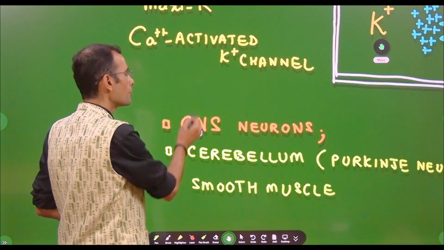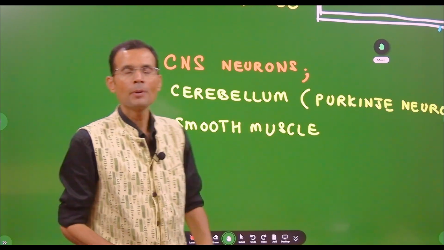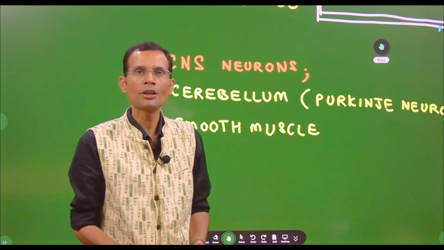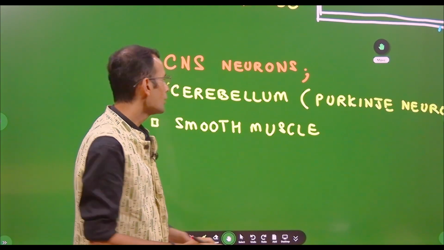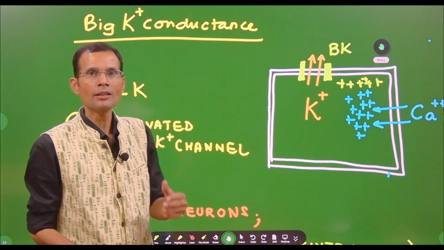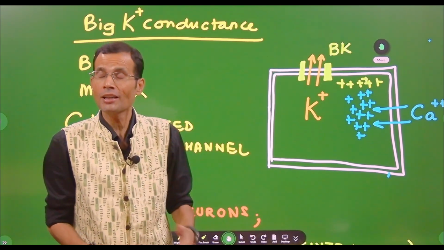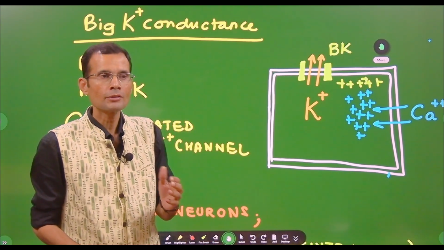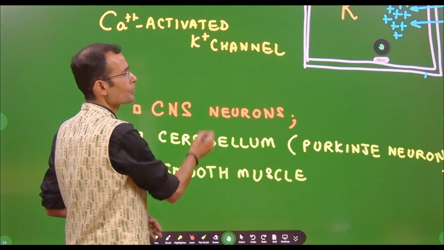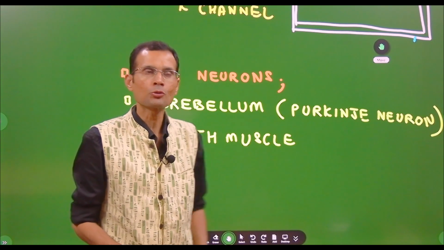Now where does this help? Cerebellum, Purkinje neurons, and therefore in a way it helps in the voluntary movements. It has been found that in mice in whom this potassium channel gene has been knocked out, there is ataxia as a symptom. So obviously in the cerebellum, this channel plays an important role.